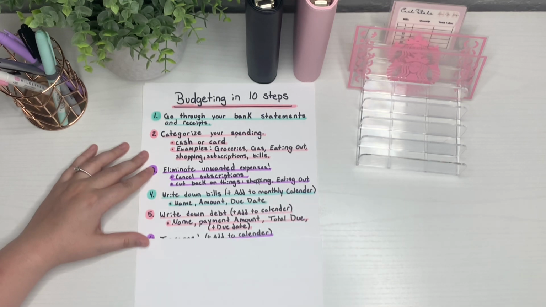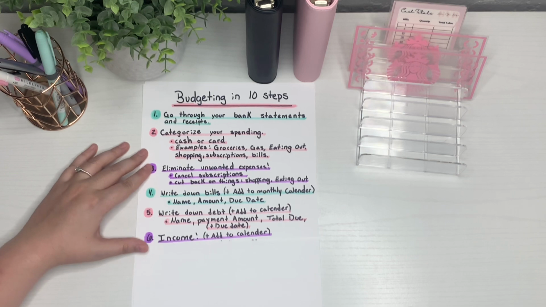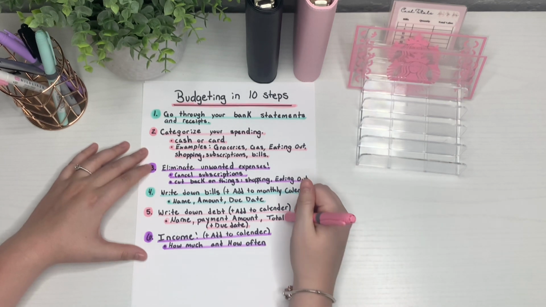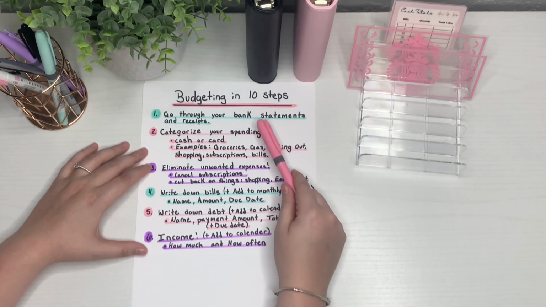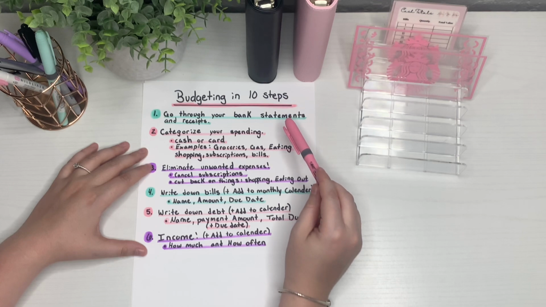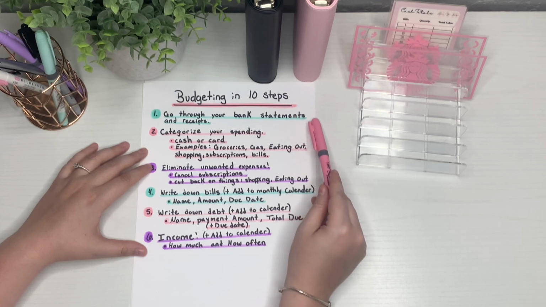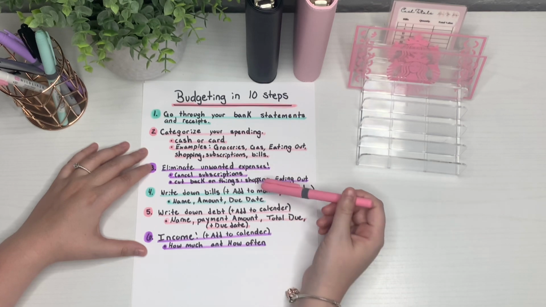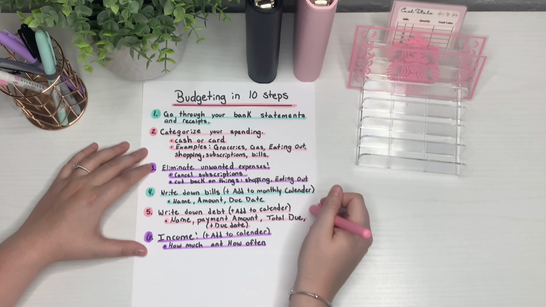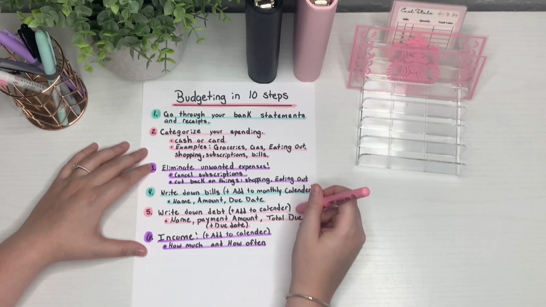The next thing you're gonna be doing is income, and you're gonna add your income to the calendar. You're gonna add how much and how often are you getting paid. How much are you getting paid from side hustles? How much does your husband make? How much does your wife make? How much your significant other, whoever it may be, how much do they make and how often are they getting paid?